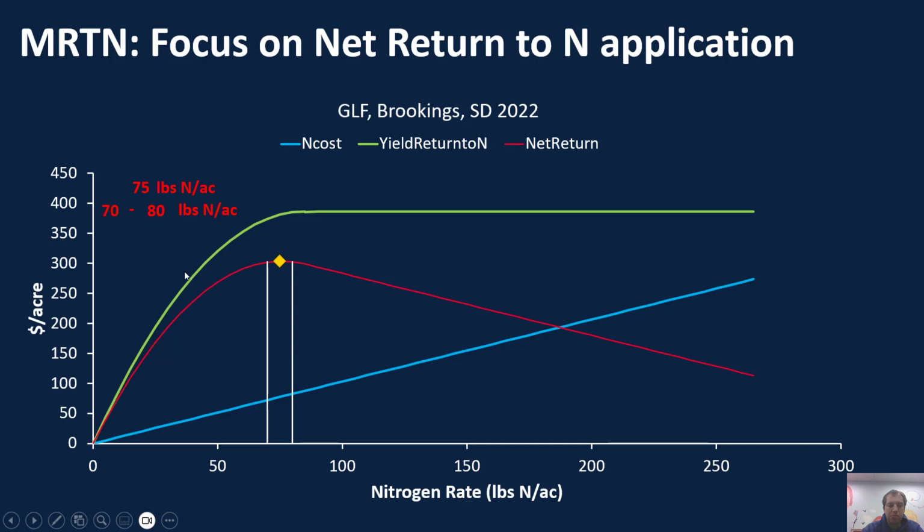If profit from corn were to go up, corn prices were to go up, this is probably going to go up farther and keep going out before it plateaus somewhere later. If corn prices go down, it's going to plateau over here earlier. If nitrogen prices go down, this is going to go over further. You're going to be able to put more nitrogen because you're still increasing there. So there's some changes there.